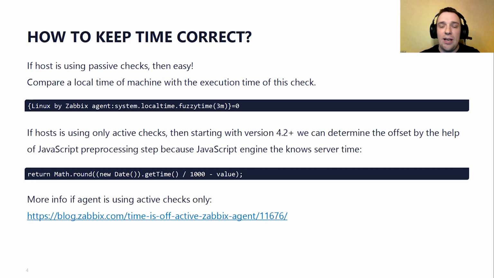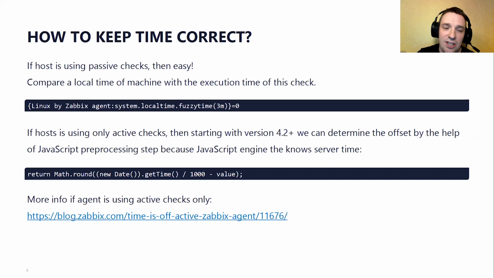This is described at our blog post, and the dependency for the solution is Zabbix 4.2 as a minimal version, and it's basically based on JavaScript. The first step is quite similar. We will grab the local time of a machine. And the magic happens inside the pre-processing.